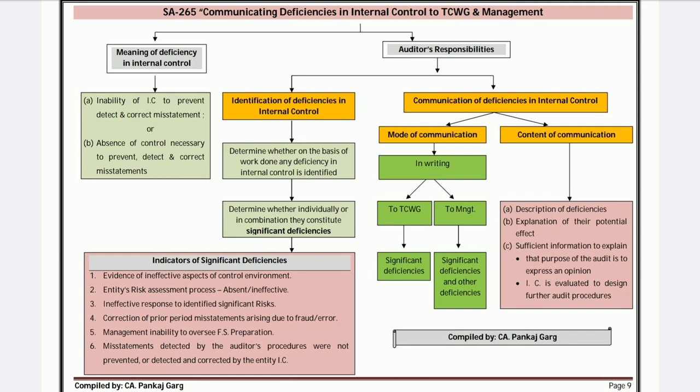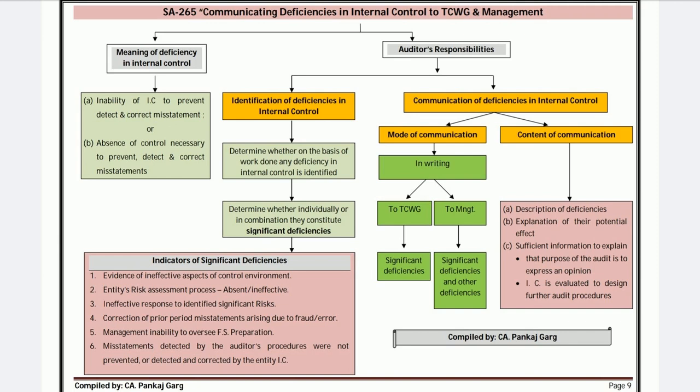What are significant deficiencies or indicators of significant deficiencies? Evidence of ineffective aspects of control environment. Entity's risk assessment process is absent or ineffective. Ineffective response to identified significant risk. Correction of prior period misstatements arising due to fraud and error. Management inability to oversee financial statement preparation. Misstatements detected by the auditor's procedure were not prevented or detected and corrected by the entity's internal control. So these are the significant deficiencies.